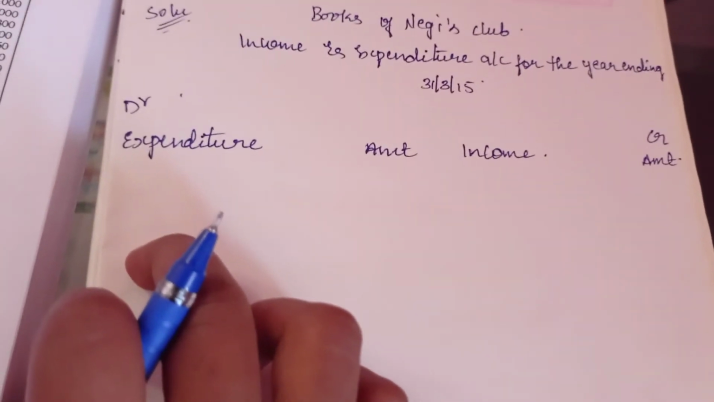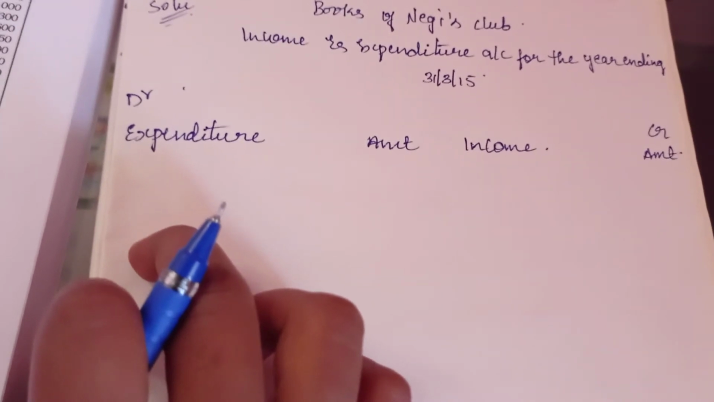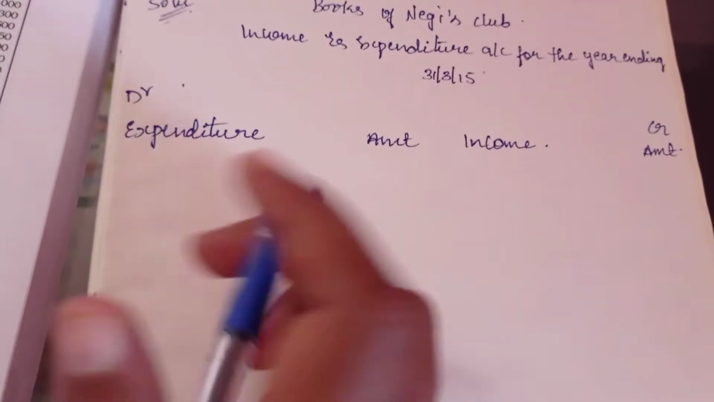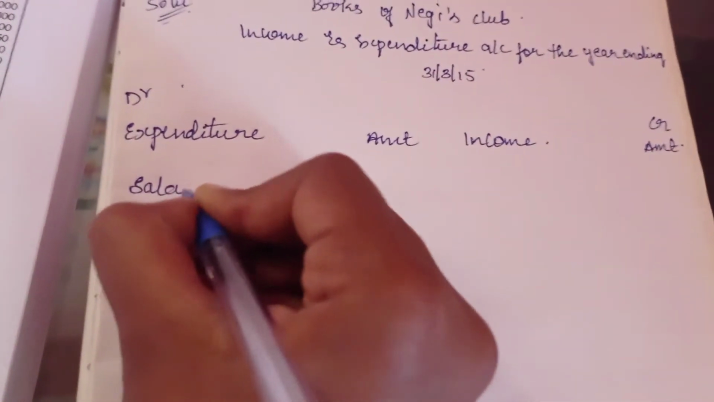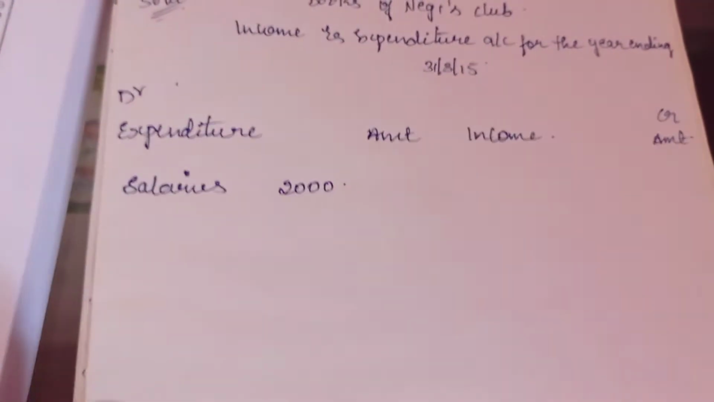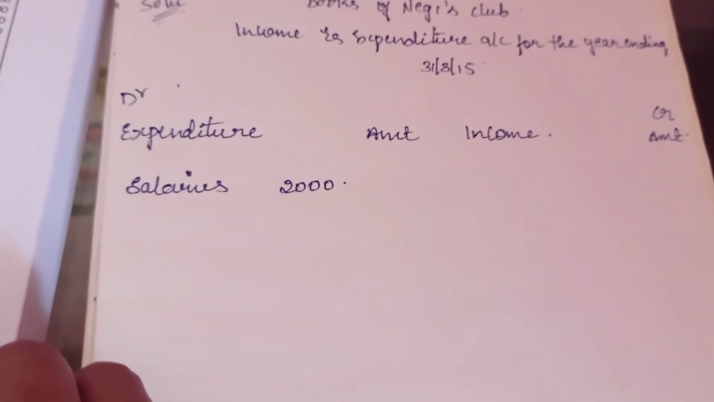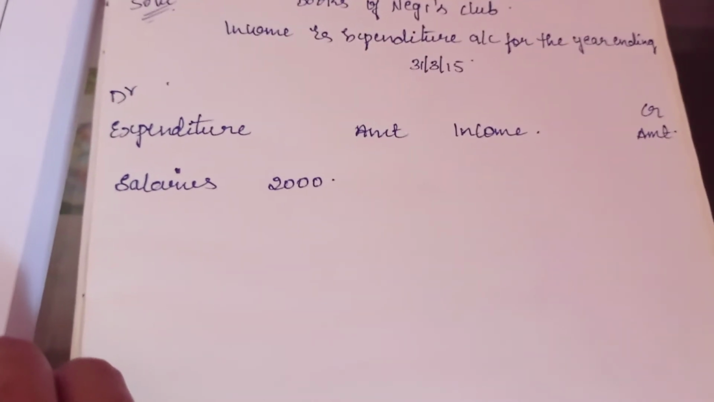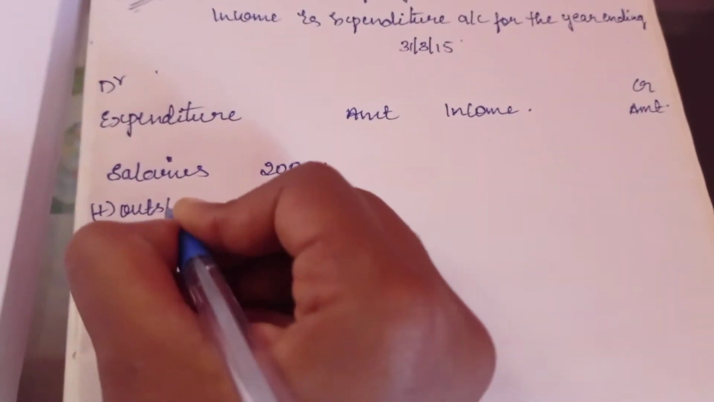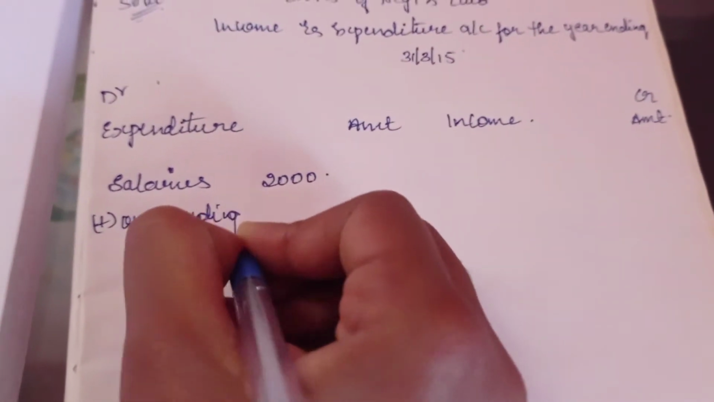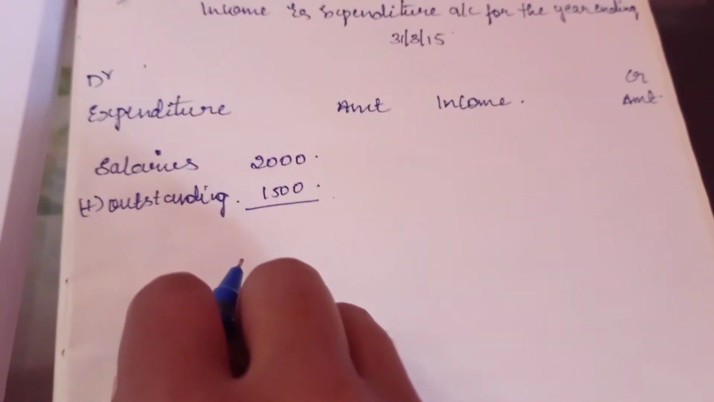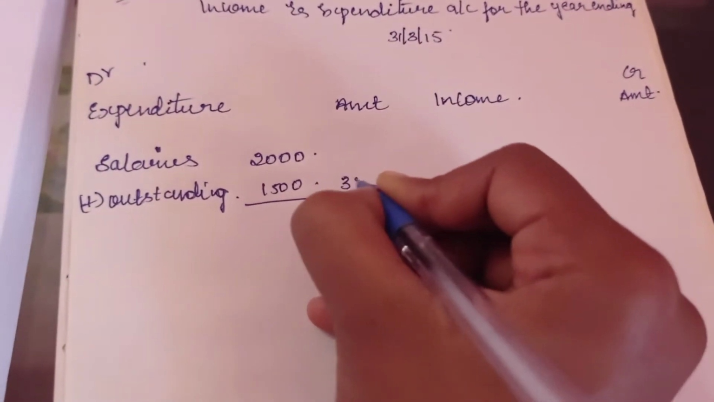Okay, the very first one is purchase of furniture. We'll see it later. We have to calculate a depreciation for it. The second one is salary. Salaries, they have given you 2,000. In the additional information, look at the problem. The very first point is salaries outstanding. So add the outstanding salary. They have given us 1,500. So 2,000 plus 1,500 is 3,500.